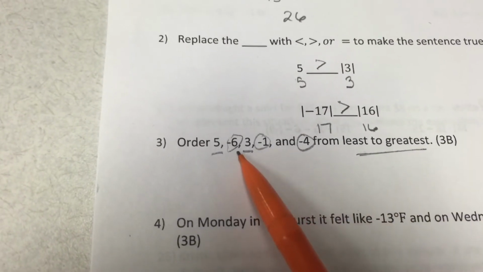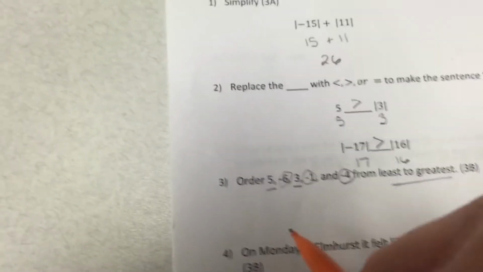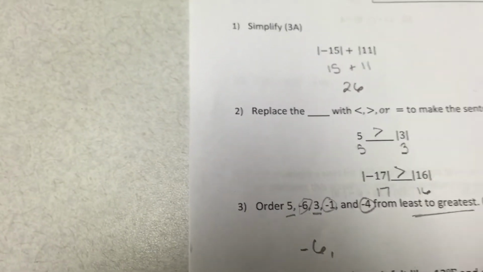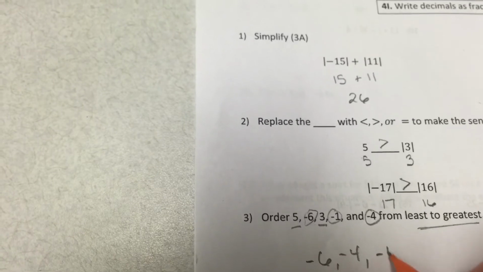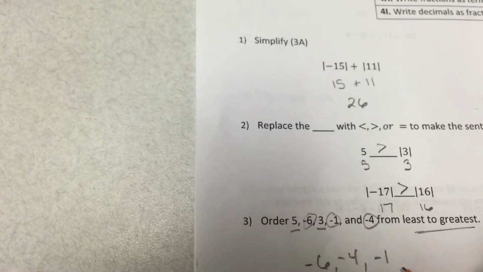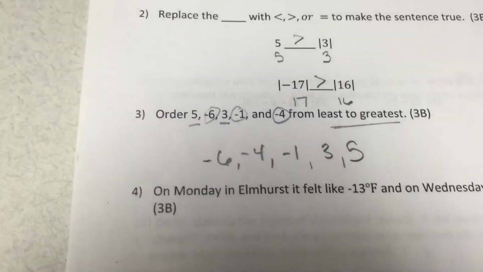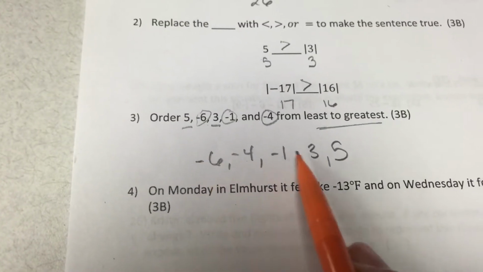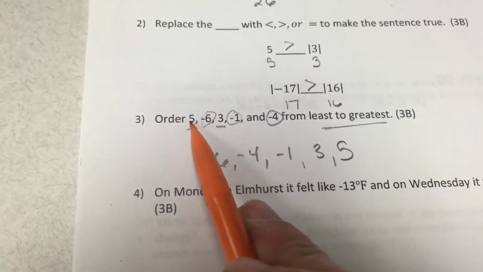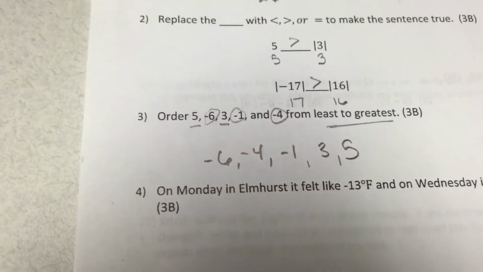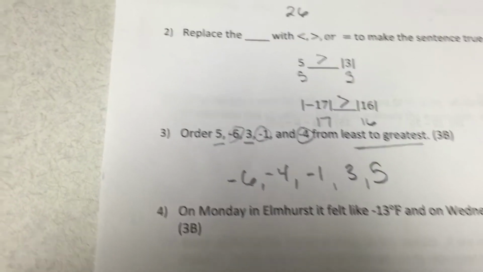So I'm going to start with the least. So I look at my 3 circled. Negative 6 is the smallest of those. Negative 4, negative 1. And now I move on to my positive numbers. So it'd go 3 and then 5. I double check. I have 1, 2, 3, 4, 5 numbers in my list, 1, 2, 3, 4, 5 numbers in the original question, so I know that I fulfilled all the pieces.